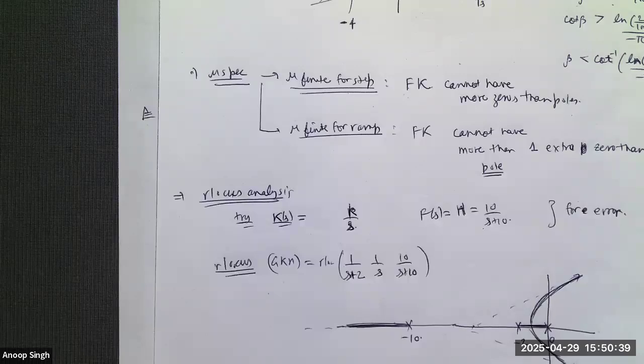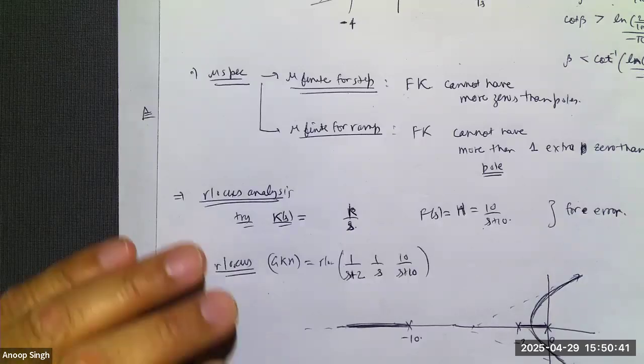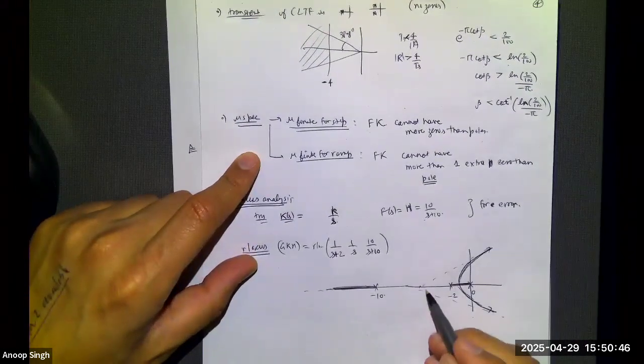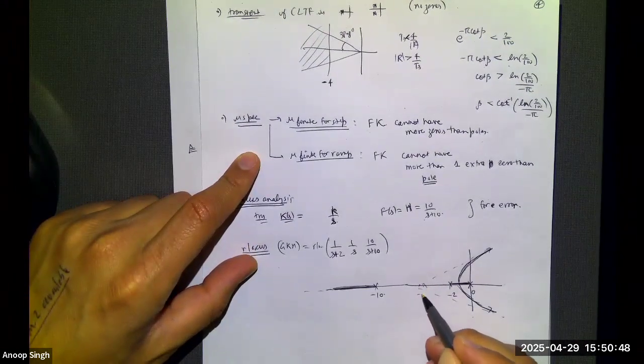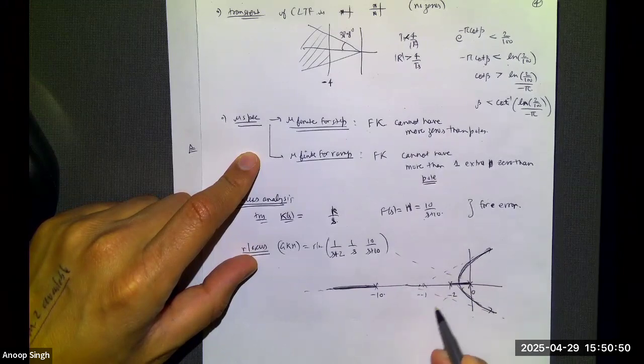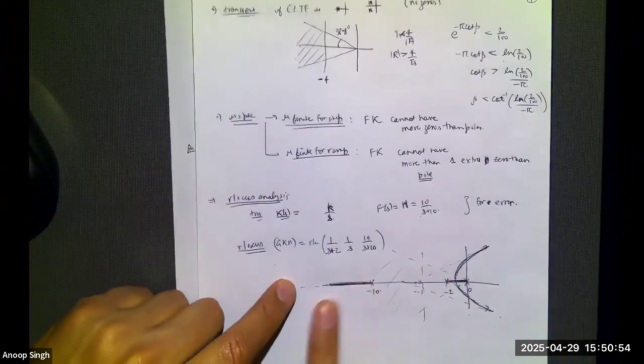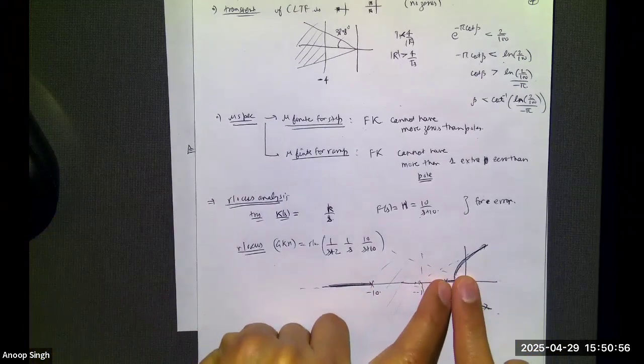So what do you guys think? Will this get the job done? Will this give me my specifications? The answer is no, because I wanted the poles to be more negative than -4. I wanted the poles to be in this region. No matter what I do, this pole is in this region, but the dominant poles are these.